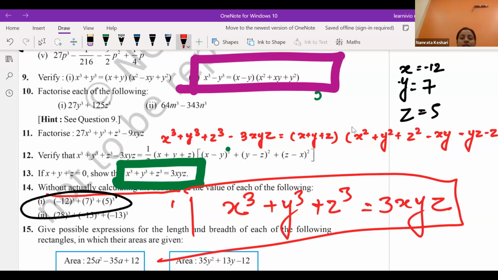Yes, so in this case, your x plus y plus z is 0. So you just need to find the value by doing 3 into minus 12 into 7 into 5, and you will end up getting the final answer for x cube plus y cube plus z cube. Any doubt over here? Afia, Khadija, Aleph, any confusion, any doubt?